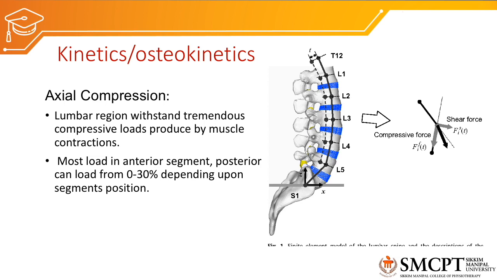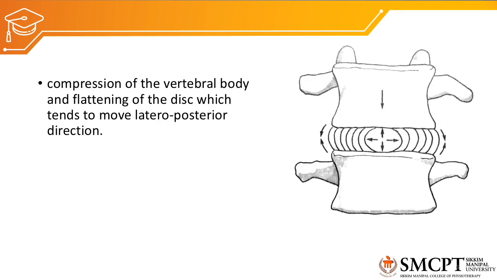We just need to remember here that there is already a tremendous amount of load being put on the lumbar vertebral column. Due to this pre-existing weight, the vertebral body is compressed as well as the disc is flattened, which tends to move in a latero-posterior direction. As you can see in the picture here, the nucleus pulposus, which is in the center, starts moving laterally.